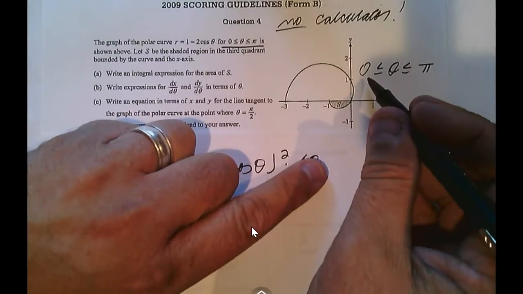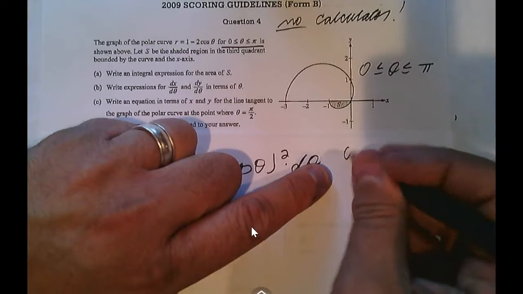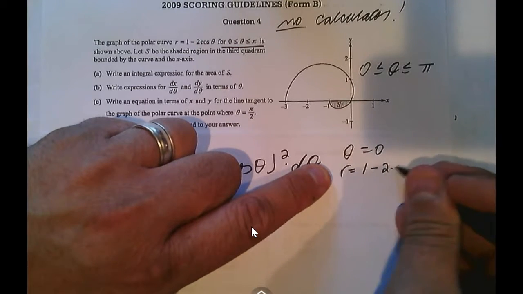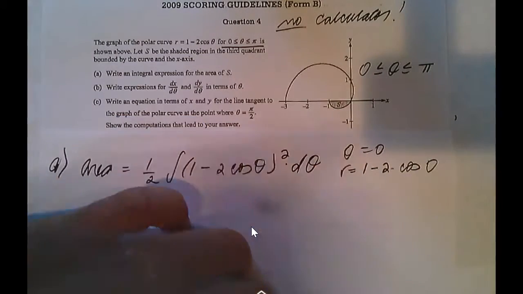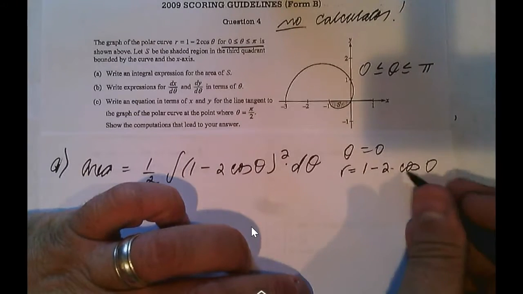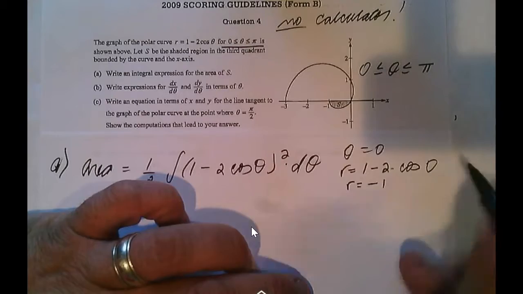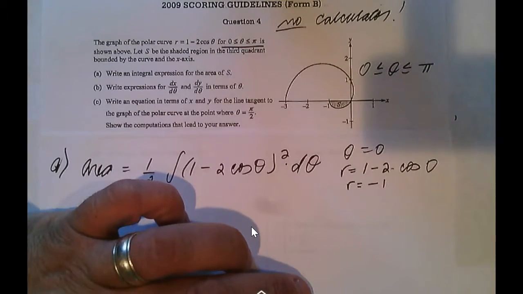Well, what happens at theta equals 0? If theta is equal to 0, your radius is 1 minus 2 times the cosine of 0. Cosine of 0 is 1. 1 minus 2 times 1, you get that the radius is -1.